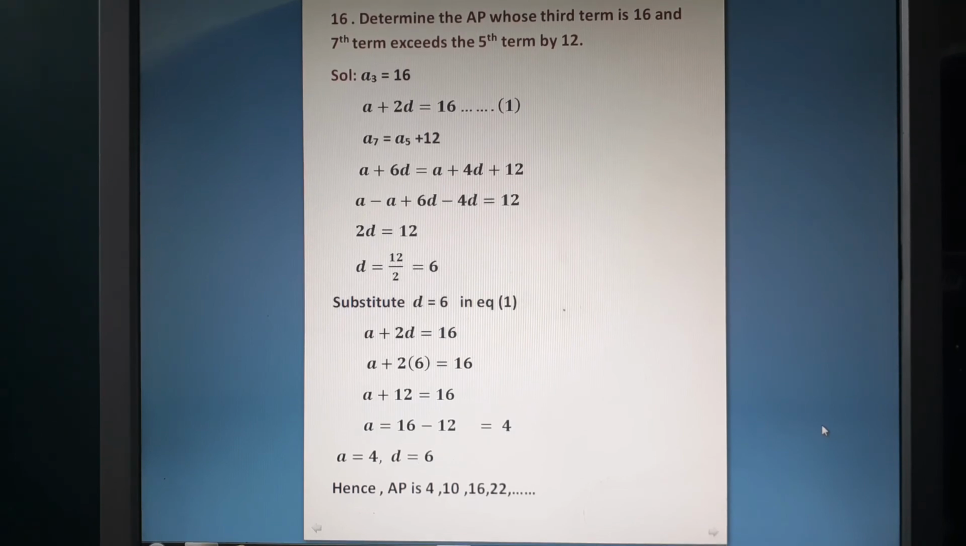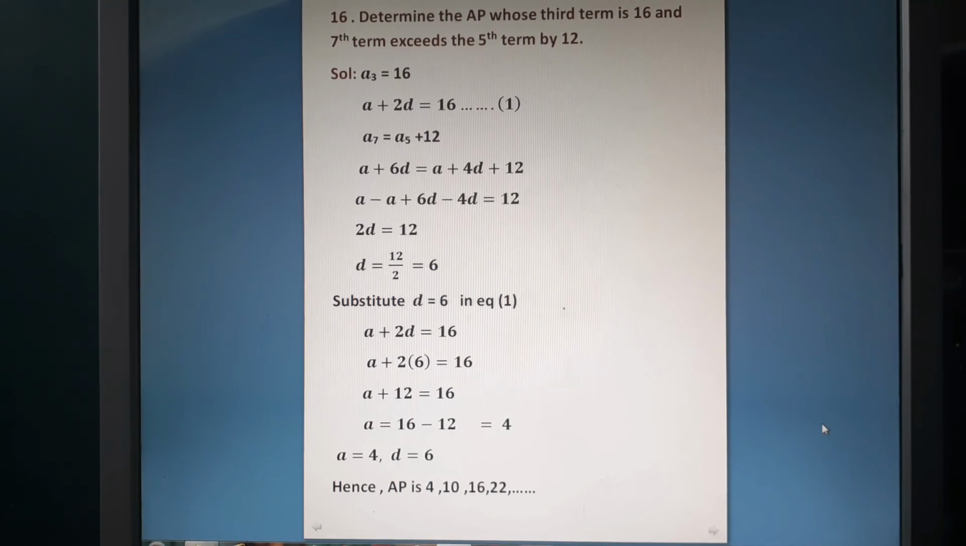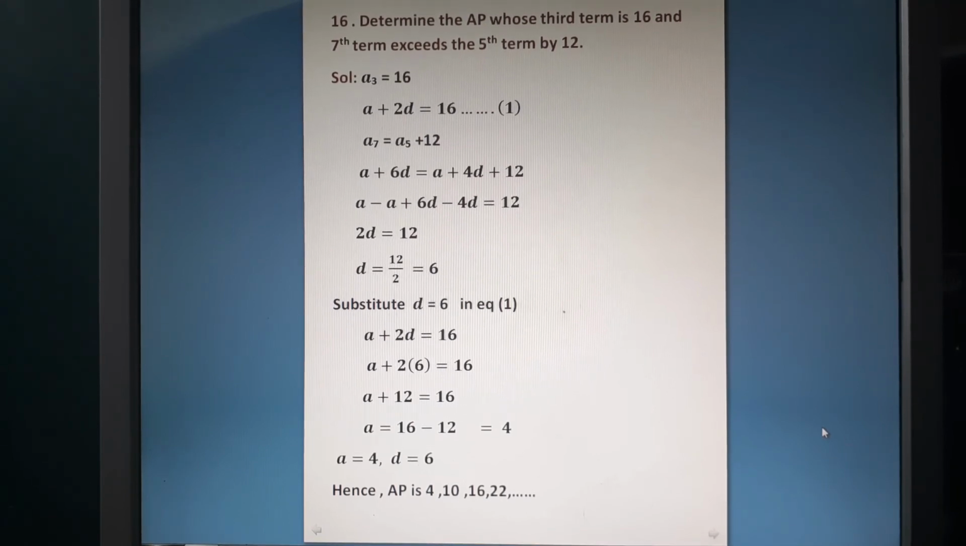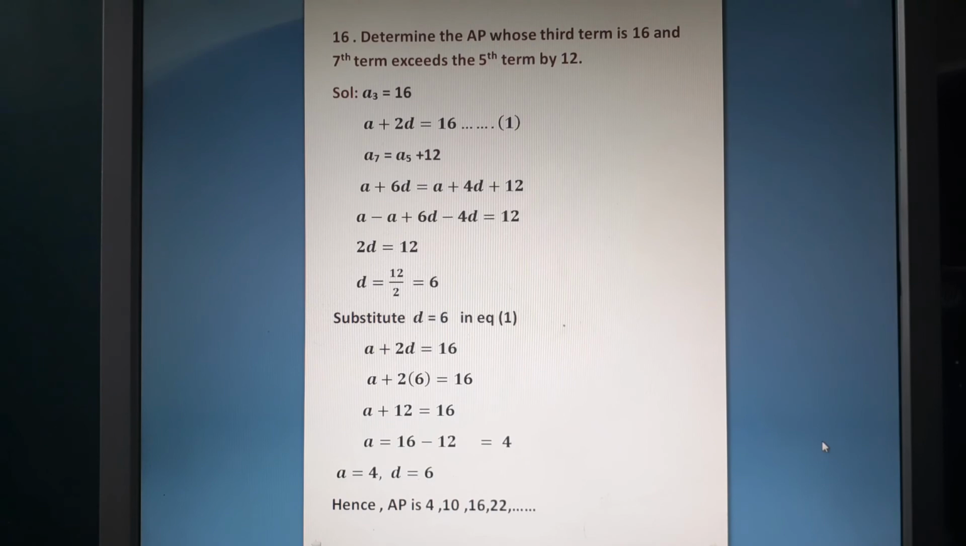Already we know the general form of an AP, that is A, A plus D, A plus 2D, A plus 3D, etc. Here we apply the values in that general form. We get the AP as 4, 10, 16, 22, etc.